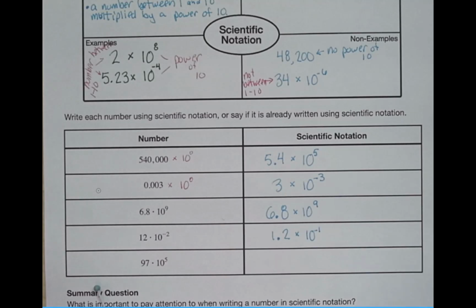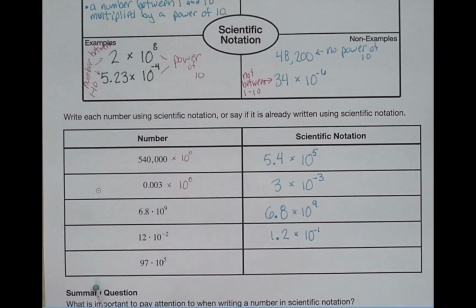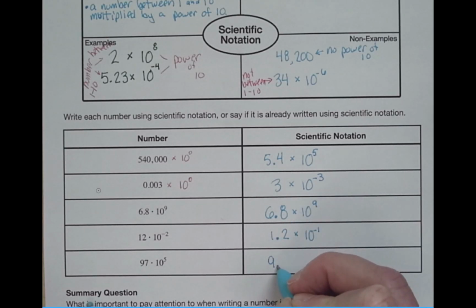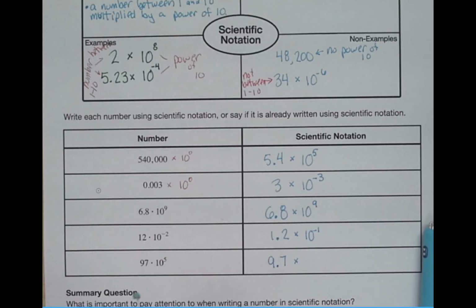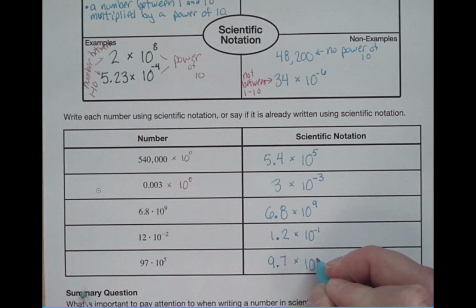All right, let's do it down here to finish up. Right now I have 97. That's not a number between 1 and 10, so I have to move this decimal until I have a number that's between 1 and 10. I'm going to move it one, so there it is, 9.7. So I made this number smaller when I changed it from 97 to 9.7. So some factor of 10 gets scooched over to here. I make that exponent larger. Change it from 5 to 6.